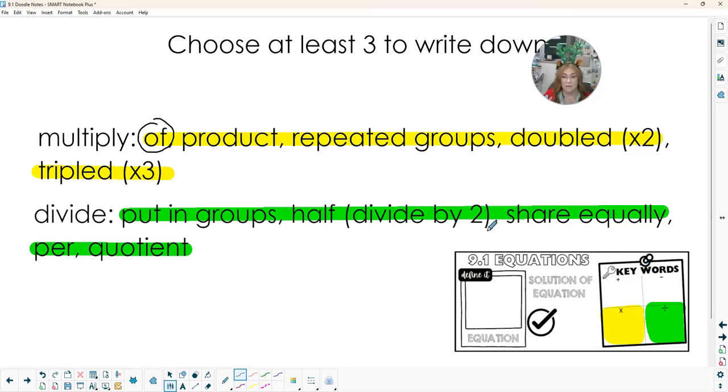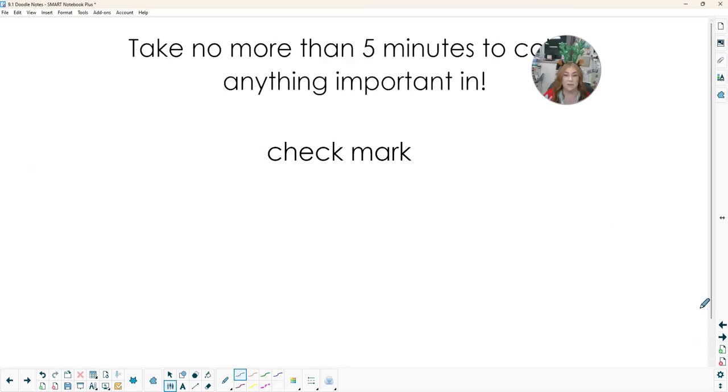So make sure you have your chart filled out with some keywords that are going to help you. So take no more than 5 minutes, color anything important, some of your keywords, that check mark to help you remember it's a solution that makes it the same on both sides.